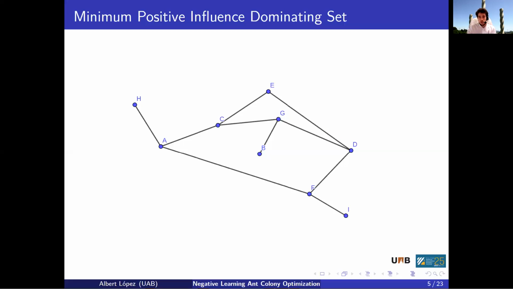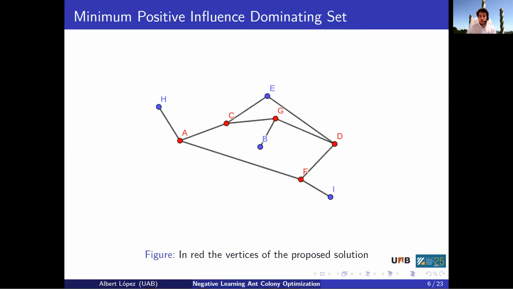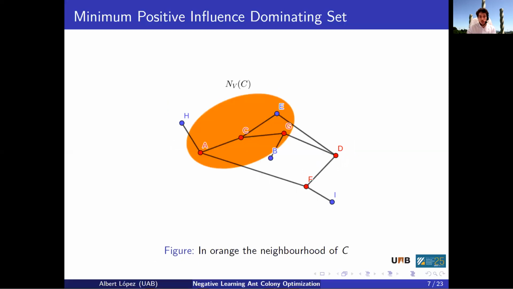Here we have a small connected graph, and we propose a solution, which are the dots in red. As you can see, all the vertices with only one neighbor are covered by this neighbor, and the others also verify the property. If we take a closer look at, for instance, the neighbors of C, we have that the neighbors of C are A, E, and G, and as A and G are part of the proposed solution, C is covered, and this also applies for any other of the vertices of this graph.